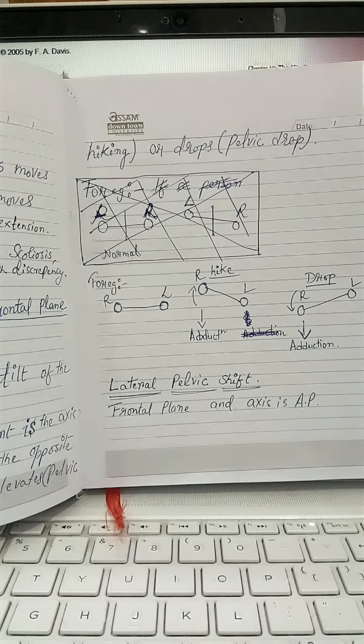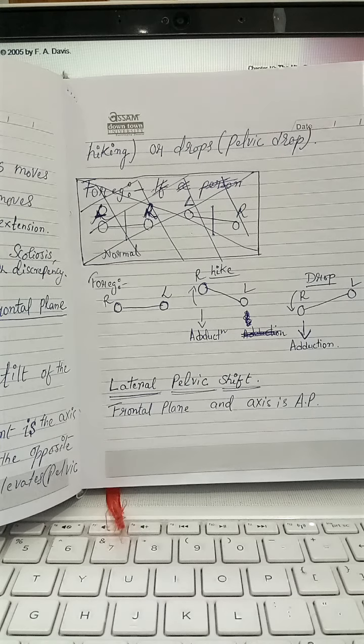But in shift, what will happen? Your iliac crest will just move outward. Okay, so this is the difference between tilt and shift. In lateral pelvic shift also, your pelvic will shift laterally towards one side, either the left side or the right side. This lateral pelvic shift also occurs in the frontal plane, like your lateral pelvic tilt, and the axis will be your anteroposterior axis.